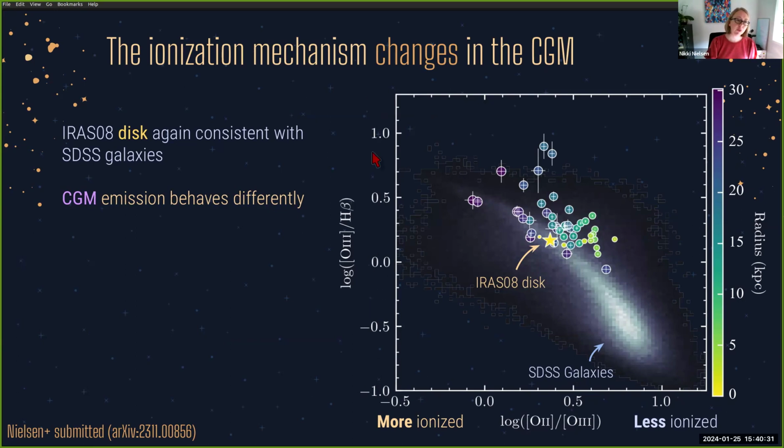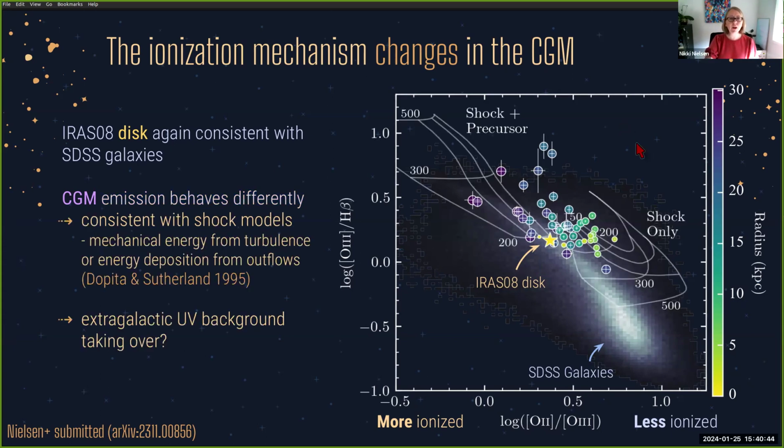So this is O3 to H beta as a function of O2 to O3. Again, the RS08 disk is consistent with SDSS galaxies, but then the points in the CGM all come off of that relation. So it's, again, behaving differently. And when we compare those points, especially the inner points within about 10 kiloparsecs of the galaxy, we find that the CGM seems to be consistent with low velocity shocks, where this is probably just the interactions between the CGM and the outflows that are coming out of the disk of the galaxy.